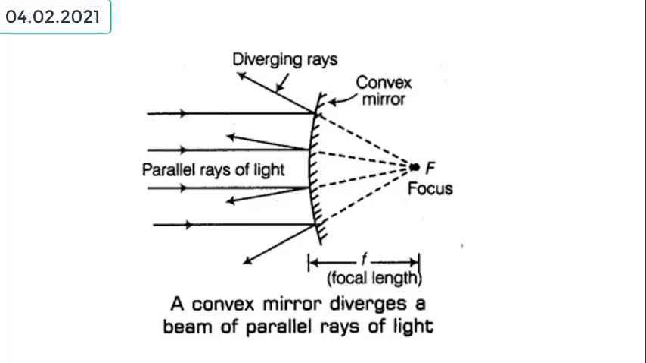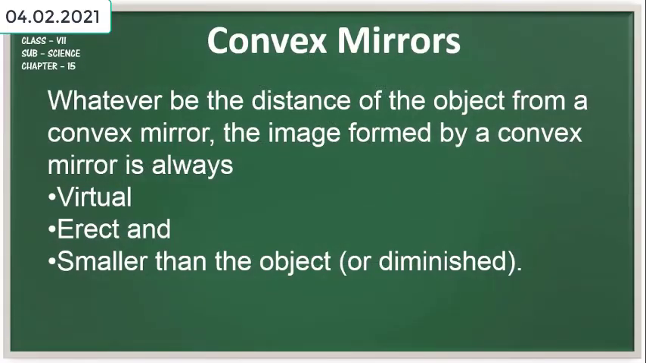Now, image formed by convex mirror. In a convex mirror, whatever the distance of the object from the convex mirror, the image formed by a convex mirror is always virtual, erect and smaller than the object, or it may be diminished.